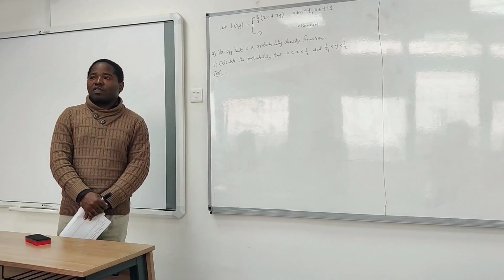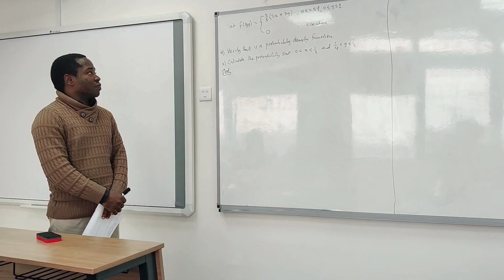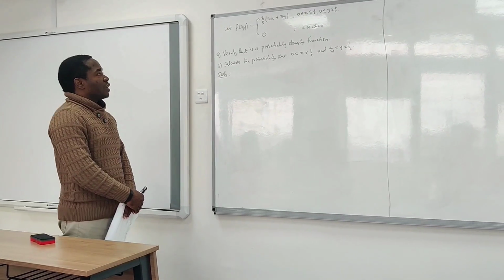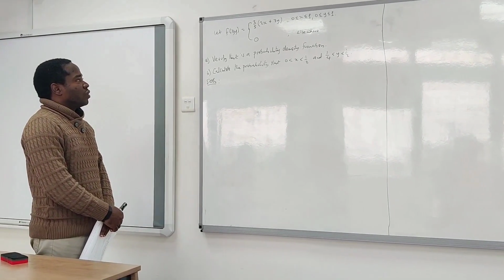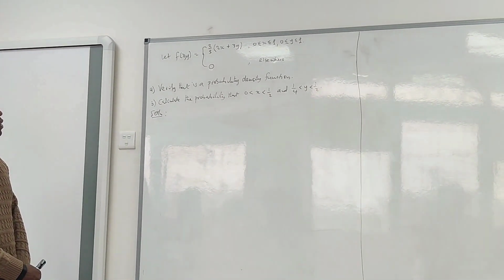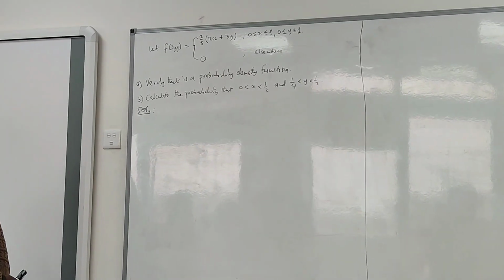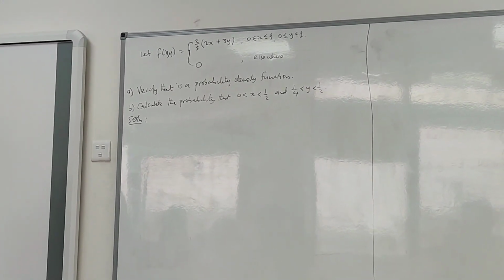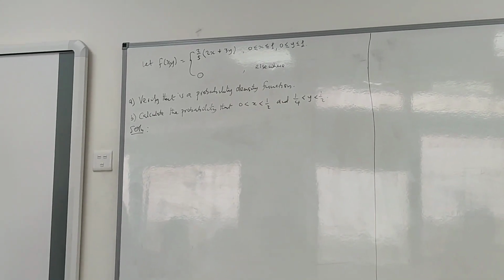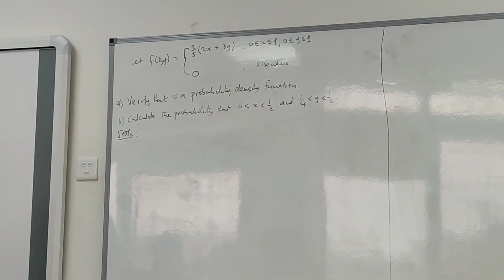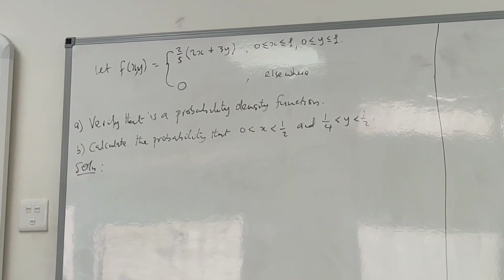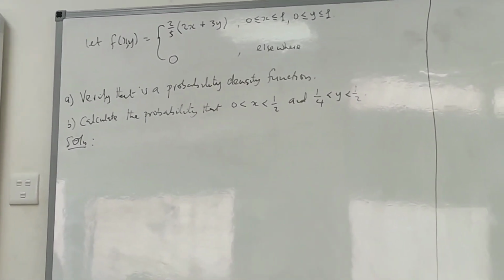Thank you. We will be solving an example of a joint probability function. Let f of x and y be given as 2 over 5 into bracket 2x plus 3y, given that 0 is less than x, less than or equal to 1, and 0 is less than or equal to y, less than or equal to 1, and that the function is 0 elsewhere. So the function only has that value within the region of x between 0 and 1 and y between 0 and 1.